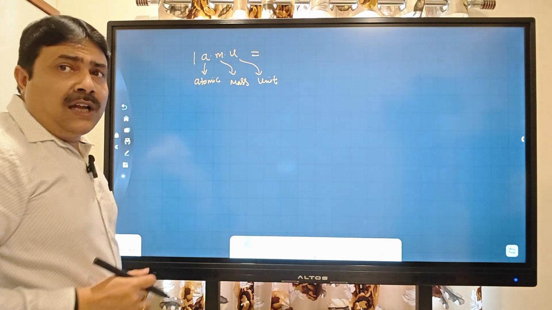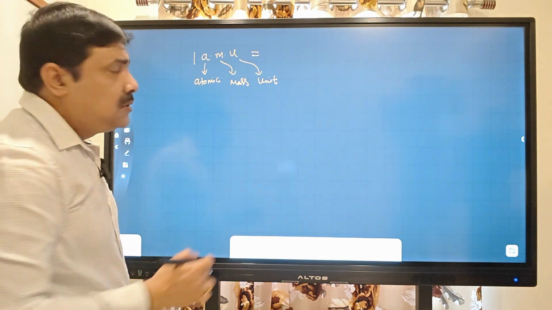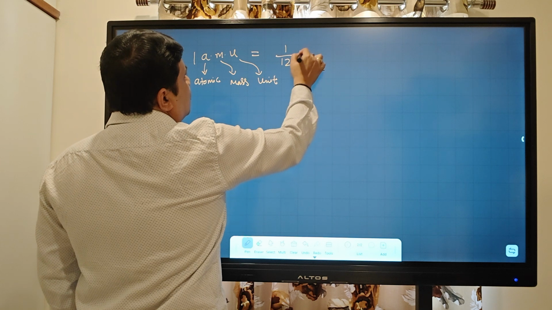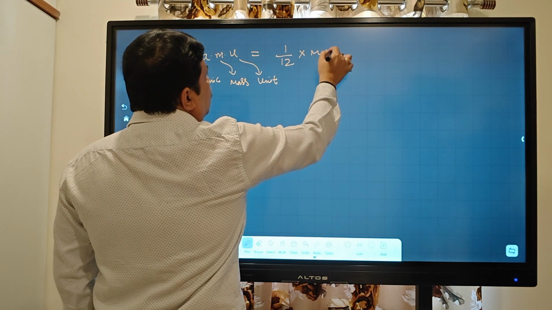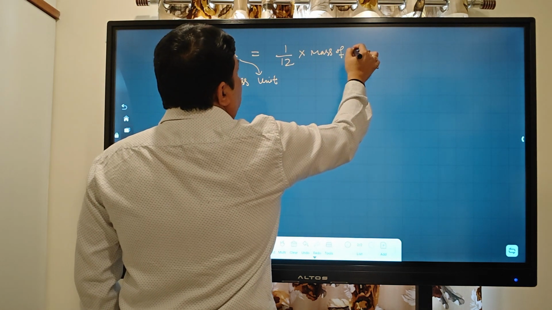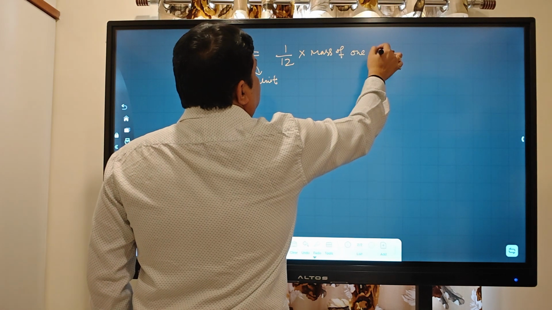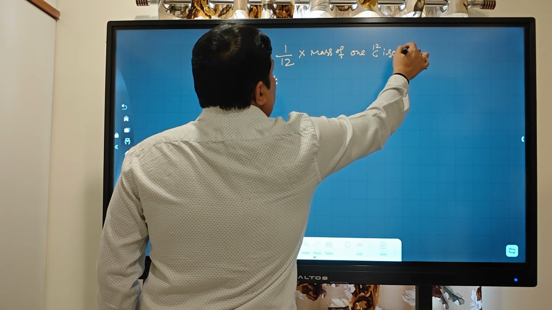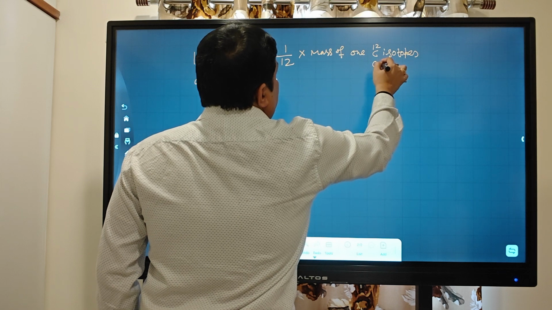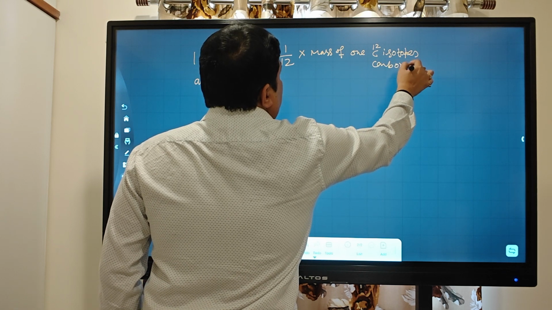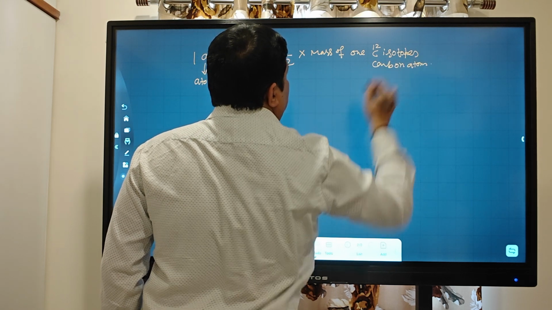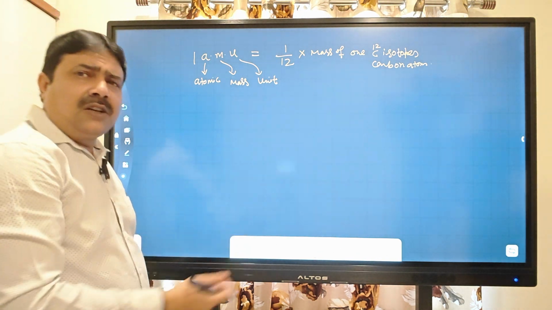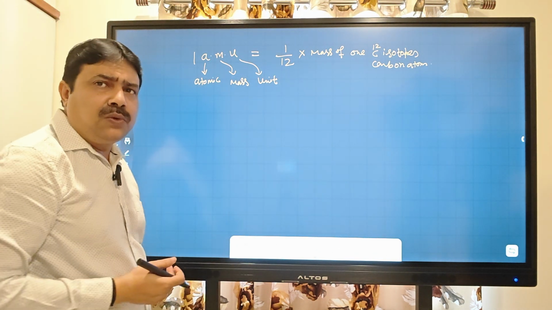So 1 AMU will be equal to 1 by 12 into the mass of 1 C12 isotope carbon atom. I hope you know from 10th standard what is isotope, isotone, isodiapher. If not, in atomic structure also we will explain. You need not worry for that.